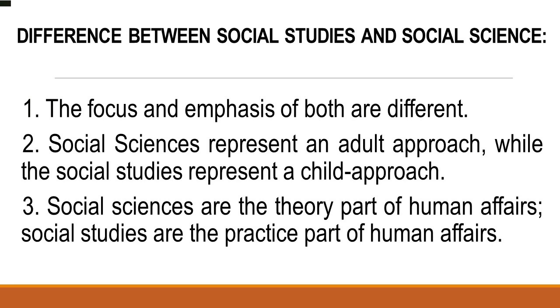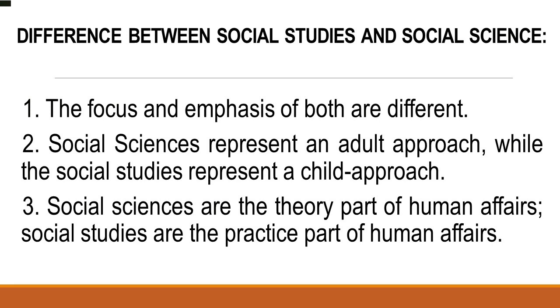What are the differences between social studies and social science? Number one, the focus and emphasis of both are different. When a student studies geography as social science, he does not focus his attention on the methods of geography, tools and concepts, etc. While studying geography as social studies, he should focus attention on using ideas and concepts from geography to understand how his efforts to his environment have led to a better life, how various geographical factors influence his life.